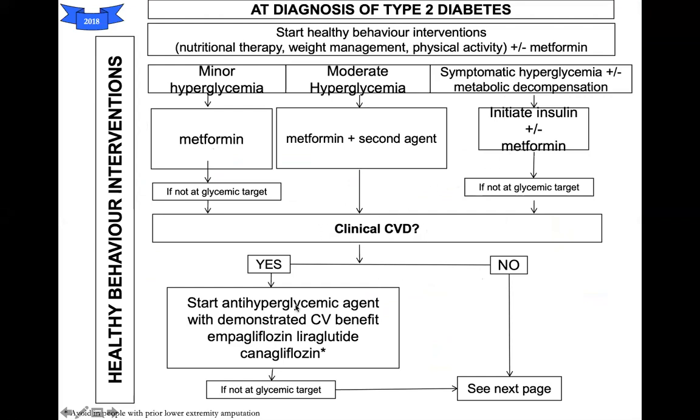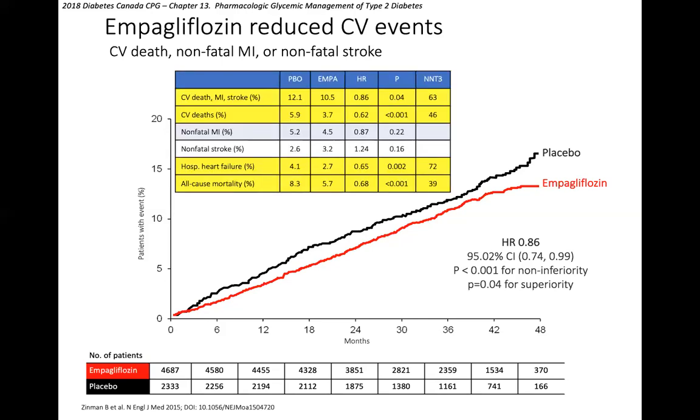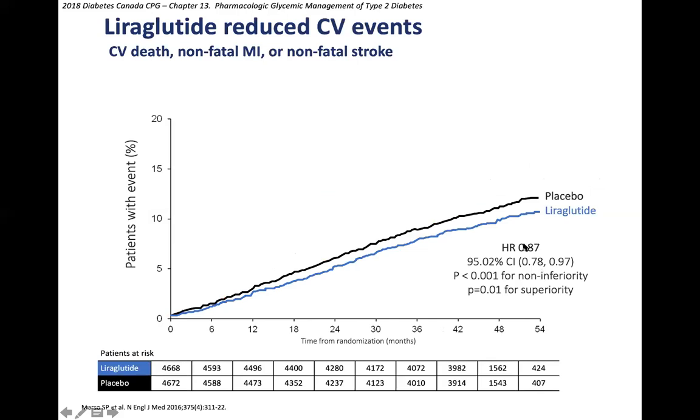If there was CVD, you will need to start an agent that will control not just glucose, but will give you cardiovascular benefits. What are those drugs? SGLT2 inhibitors or GLP-1 receptor agonists. So you can see here the EMPA-REG study results, where empagliflozin compared to placebo decreased myocardial infarction by 14%, and you can see that major reduction. This was the first time an oral hypoglycemic agent was shown to decrease cardiovascular events in a diabetes patient. And you can see a similar graph, a 13% reduction in myocardial infarction from the GLP-1 receptor agonist, liraglutide.